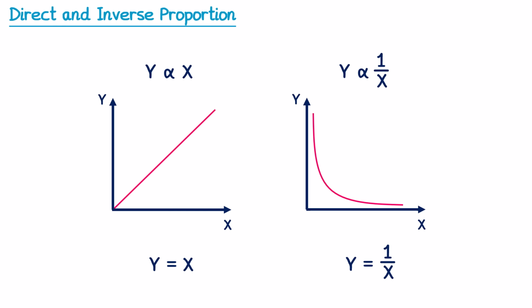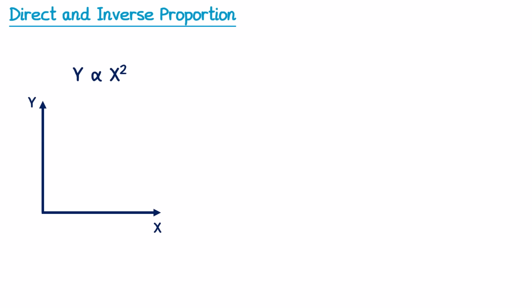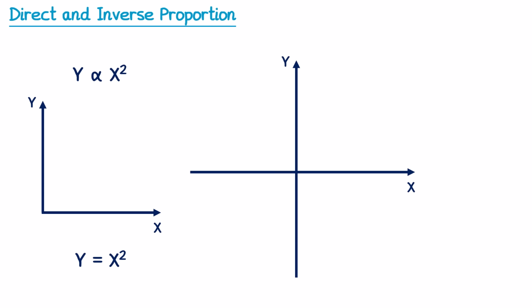You also need to know a few more graphs. So let's have a look at when y is proportional to x squared. This is going to be similar to the graph of y equals x squared. If you drew the graph of y equals x squared, it makes a nice U shape like this that goes through 0, 0. Now we don't want the negative part of this since we only want the first quadrant here, so we just draw in something that looks like this.